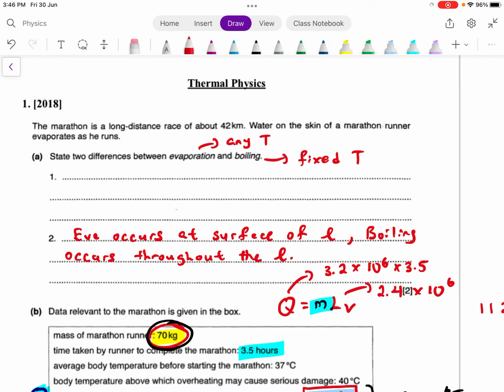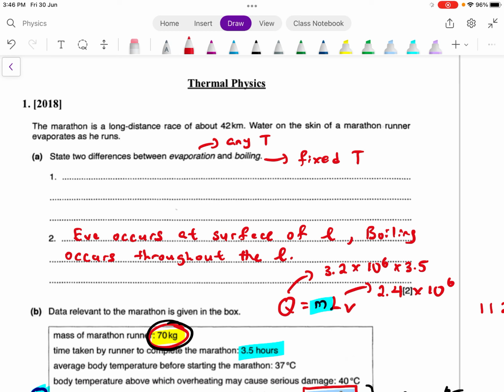Right, so let's go through this 2018 O-level question. So I have this marathon, a long distance race of 42 kilometers, where water on the skin evaporates as the runner runs. State two differences between evaporation and boiling. This one is quite simple.